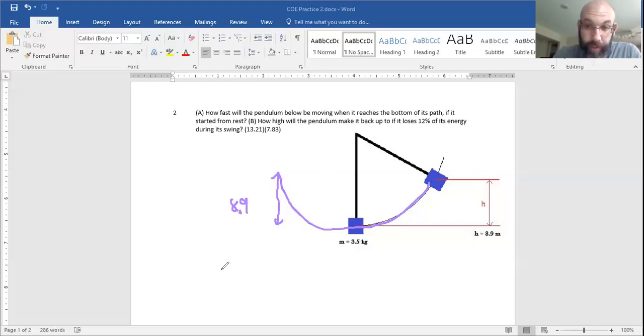So all we can do is take 8.9 and multiply by 0.88, because if 12% was lost, that means 88% of the energy remains. So if we do 8.9 times 0.88, you get 7.84. Actually, it's 7.842, blah, blah, so about 7.8 meters. Okay?